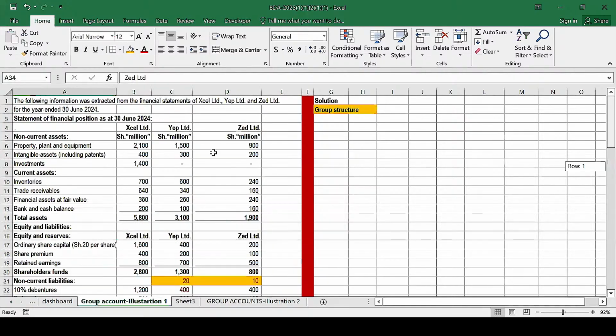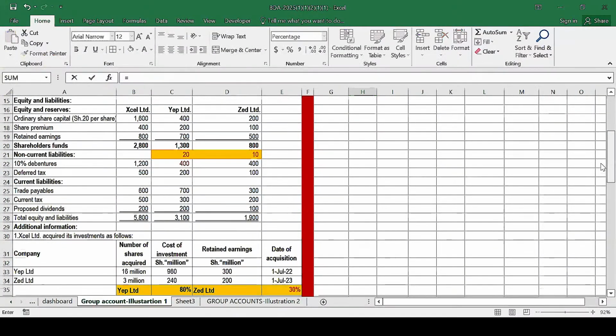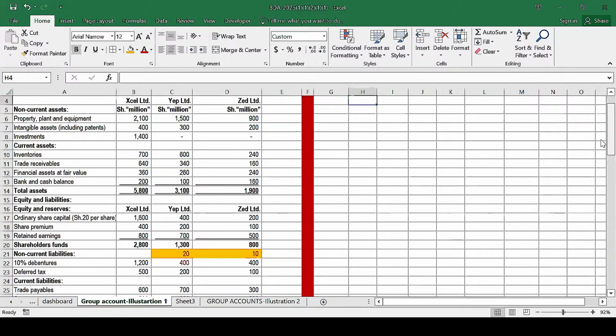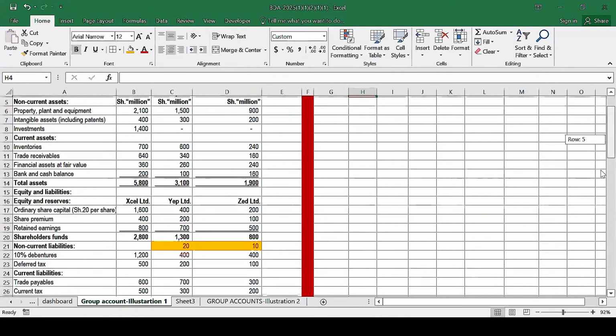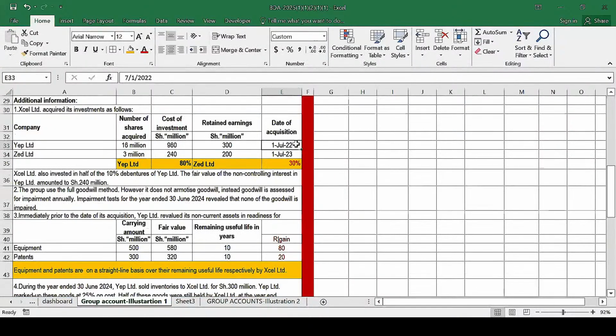So having said that, I think we can come up with a group structure here. Maybe let me just copy this. So we have this as our parent, and the parent company here acquired 80% shareholding in the company which is called, so this one acquired 80% shareholding. And remember, you also have the date of acquisition here, this one, 1st July 2022.